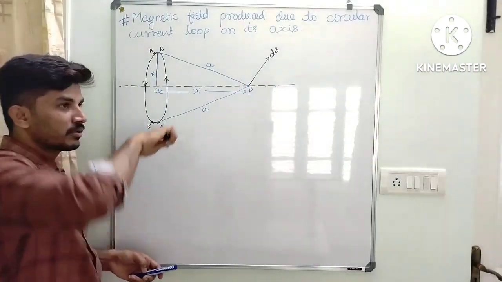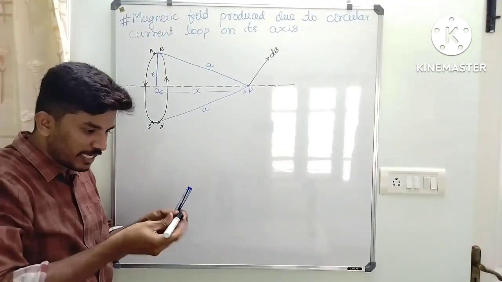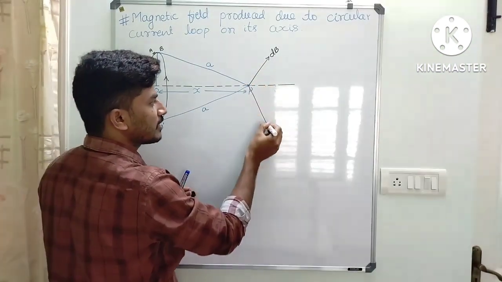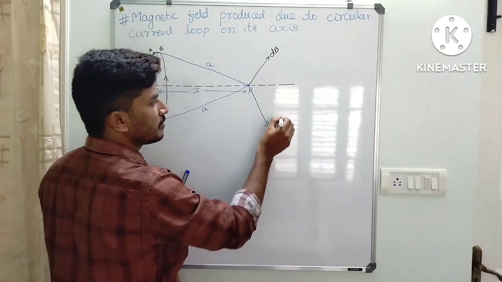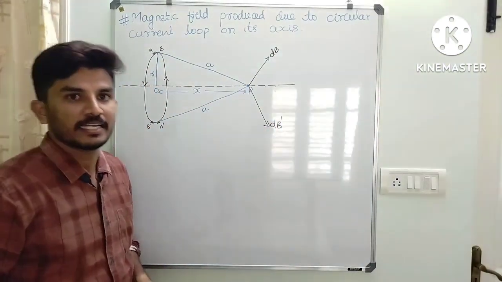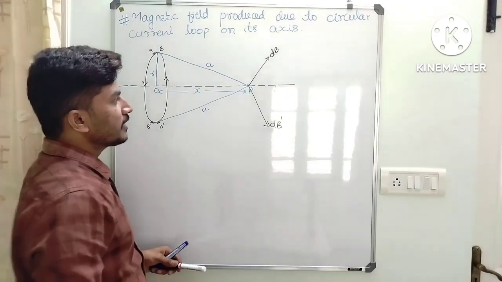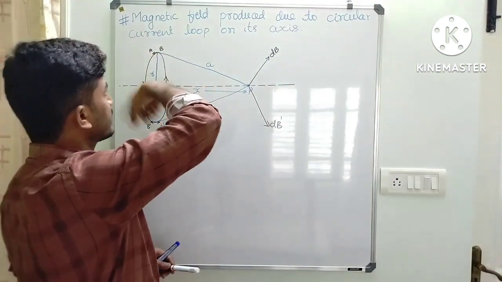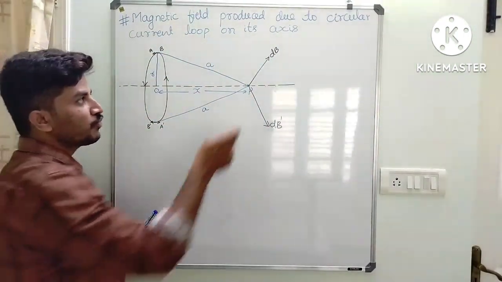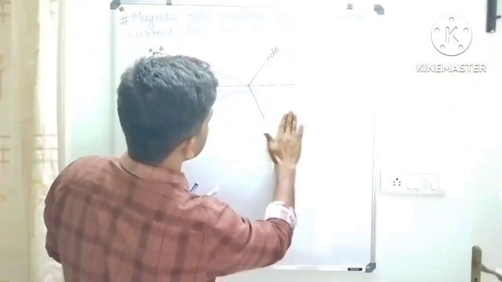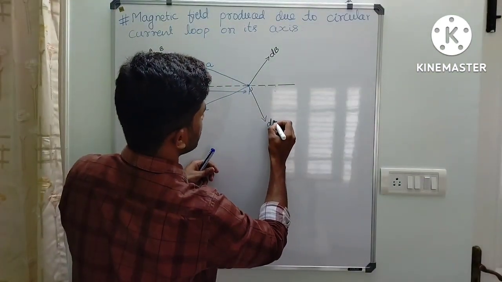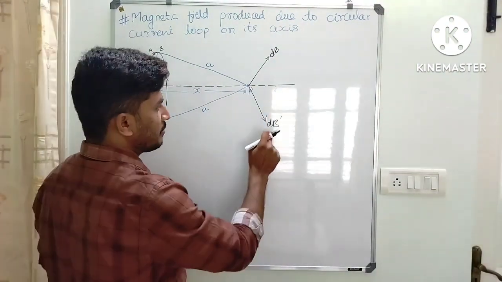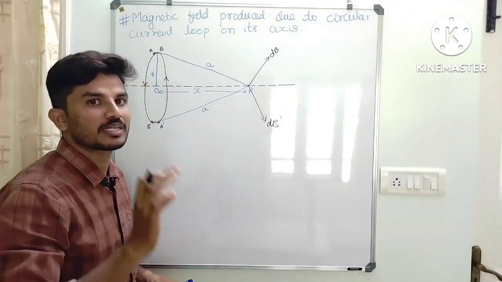Similarly, for this one, current element A dash B dash, the direction of current will be like this. Let me consider the field as dB dash. Then we need to find out the magnetic field due to the total conductor. If I take only these two elements, let me calculate the dB value and dB dash value by using Biot-Savart's law.